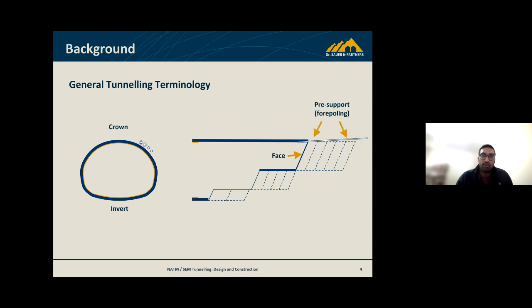A pre-support or forepoling is installed ahead of where you're excavating to try and protect your crown area. You also have the pre-support elements that have already been installed in previous advances. The depictions of the pre-support here show the different types as well. We can have steel bars, or grouted, so you see the ground around that one, for example, shows grout traveling out from what's known as a pipe roof umbrella, as a form of pre-support.